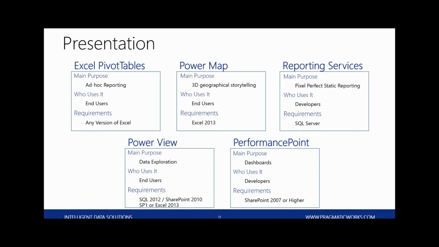So that can be Excel pivot tables and charts, probably one of the most underrated technologies in my opinion. Power Map, specifically built for designing three-dimensional geographical data, as well as reporting services. Reporting services, to be honest, not one of my favorite technologies, but it does have some functionality that just doesn't exist in any of these other tool sets, and it does prove to be very valuable.